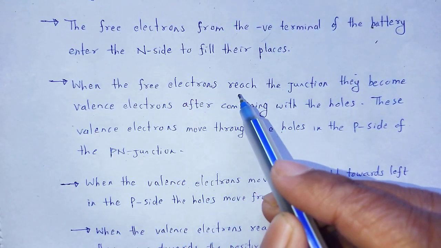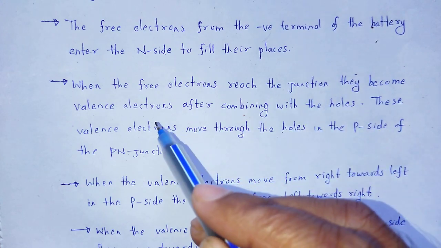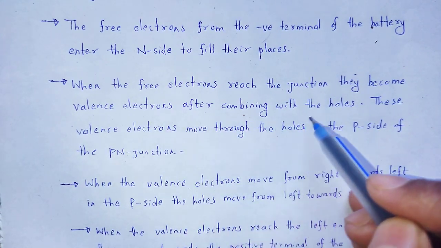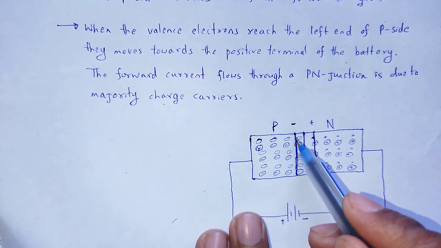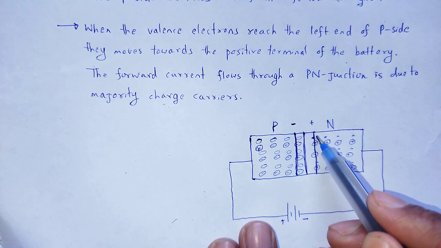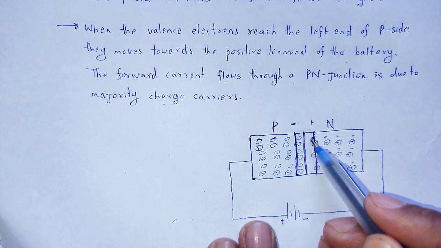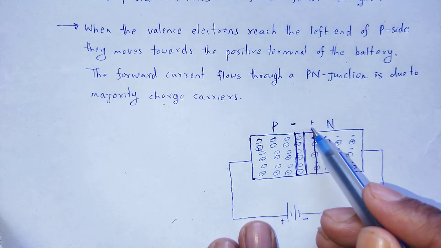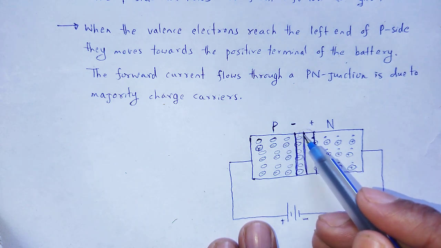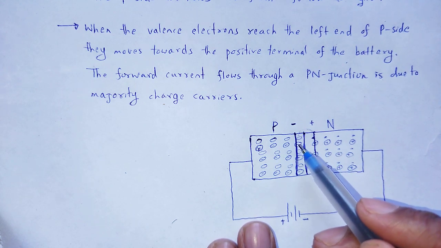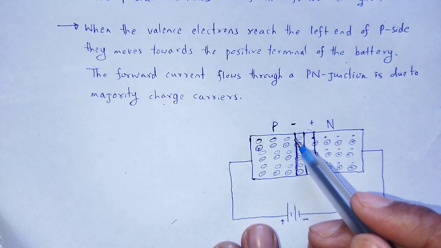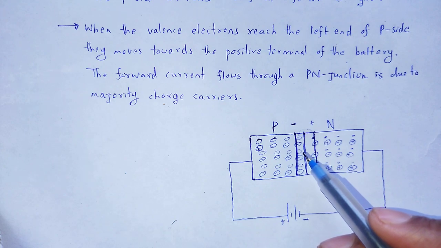When the free electrons reach the junction, they become valence electrons after combining with the holes. Here there are holes on the n side, and free electrons move towards them. So, those holes are filled by the free electrons. Now that the holes are filled by free electrons, they become valence electrons.